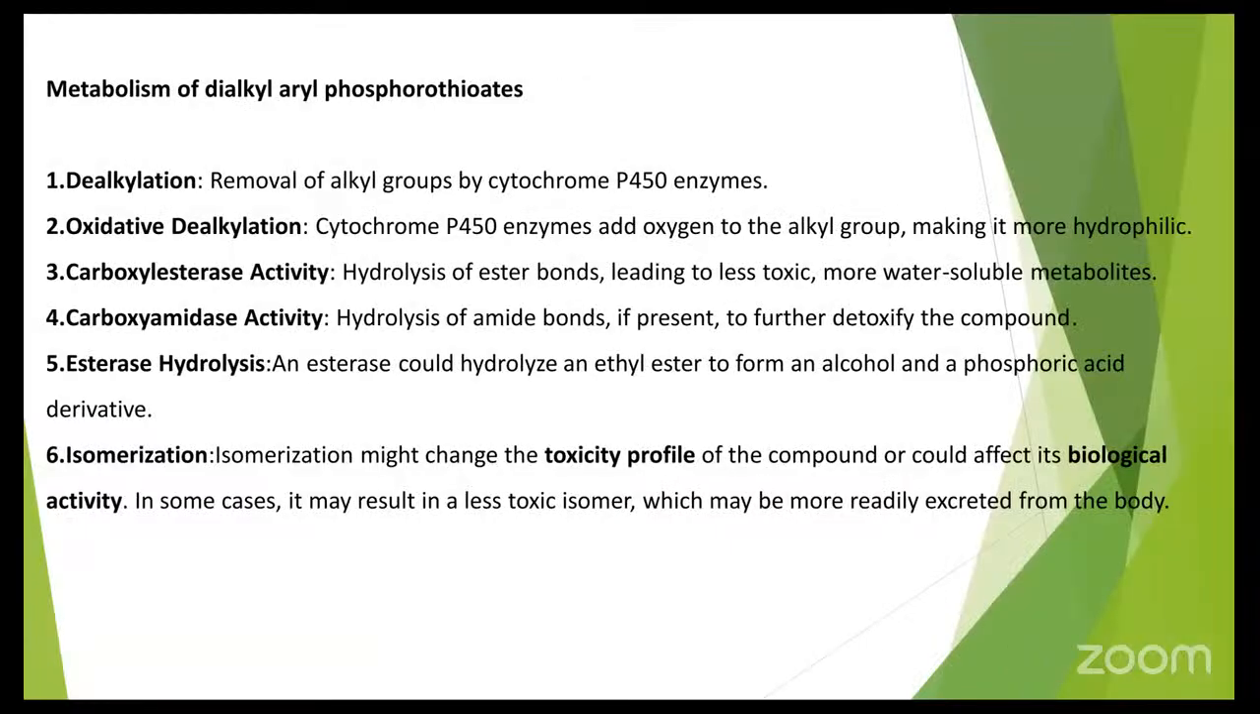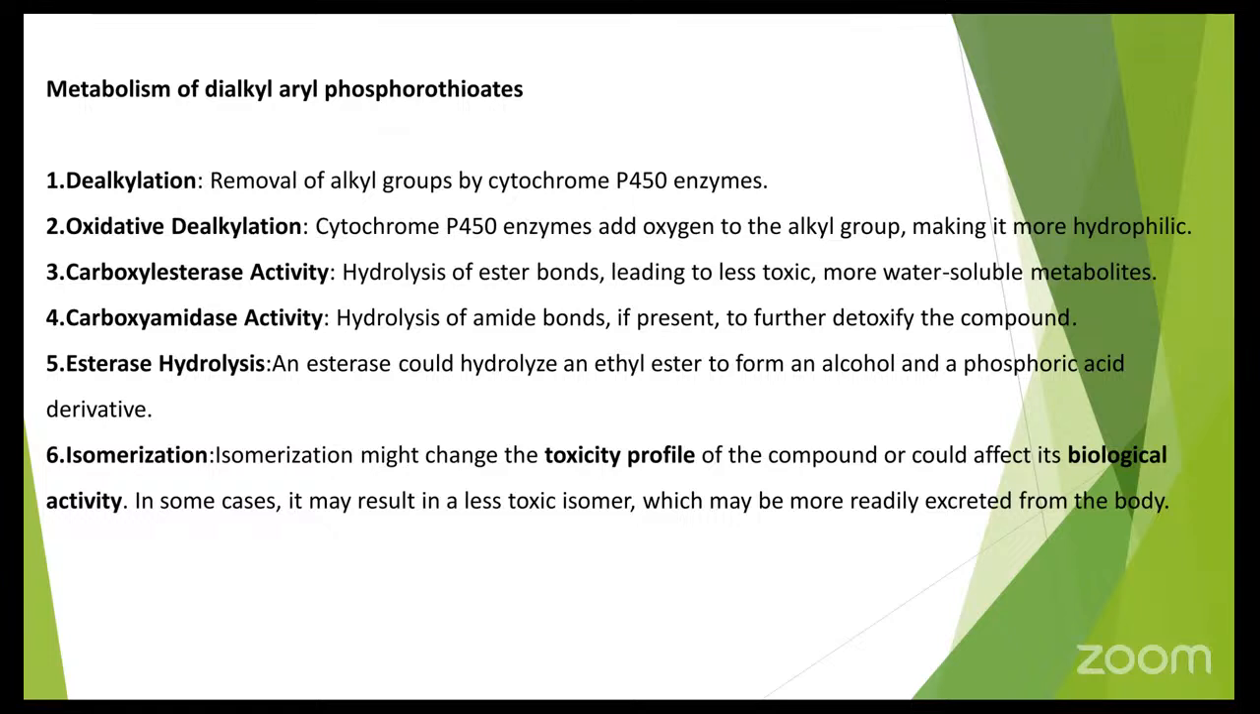Here, metabolism of dialkyl aryl phosphorothioates is given. First, dealkylation takes place, where the removal of the alkyl groups by cytochrome P450 enzymes happens. Then oxidative dealkylation comes, where the cytochrome P450 enzymes add oxygen to the alkyl group, making it more hydrophilic. Carboxylesterase activity happens later, where hydrolysis of the ester bonds leads to less toxic or more water-soluble metabolites. Carboxyamidase activity can follow later, which involves hydrolysis of amide bonds, if present, to further detoxify the compound.